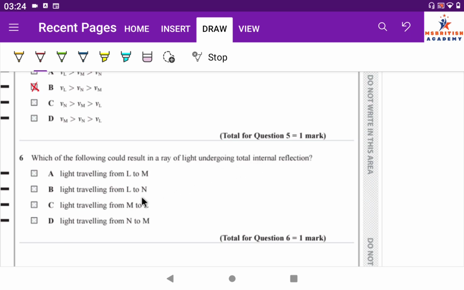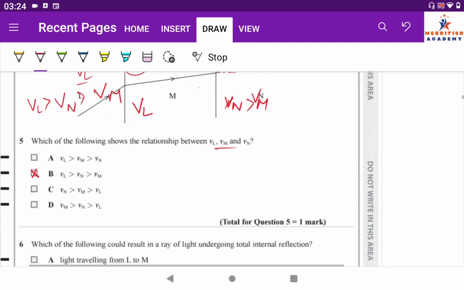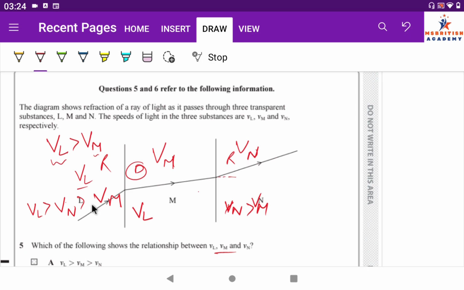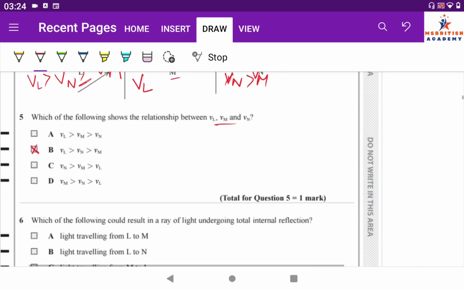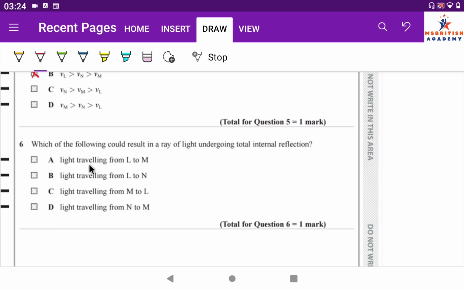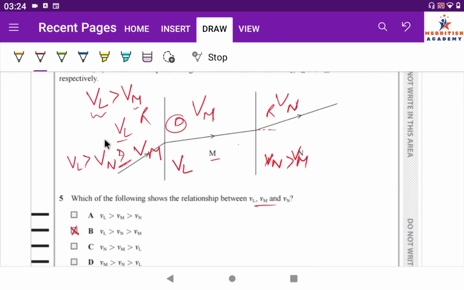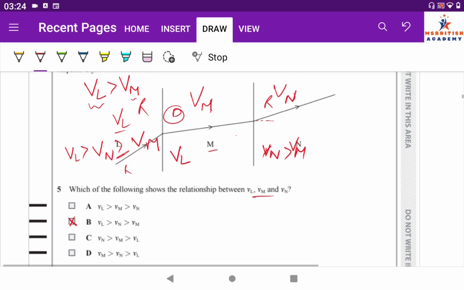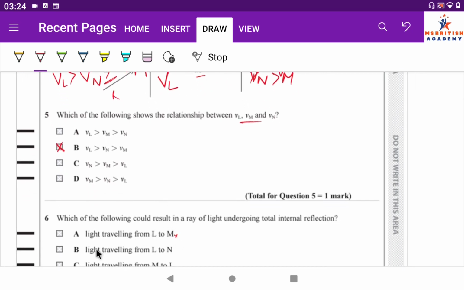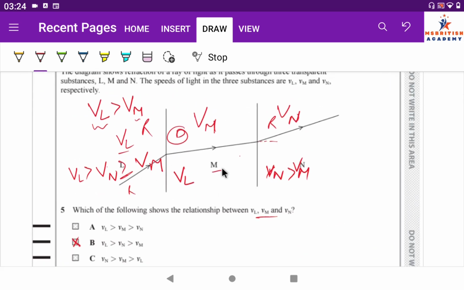So you can say here, when light travels from M to L, okay, light travels from L to M. L to M means what? It's rarer to denser. No, it won't. Light travels from L to N. It's here, so you can't say B also.